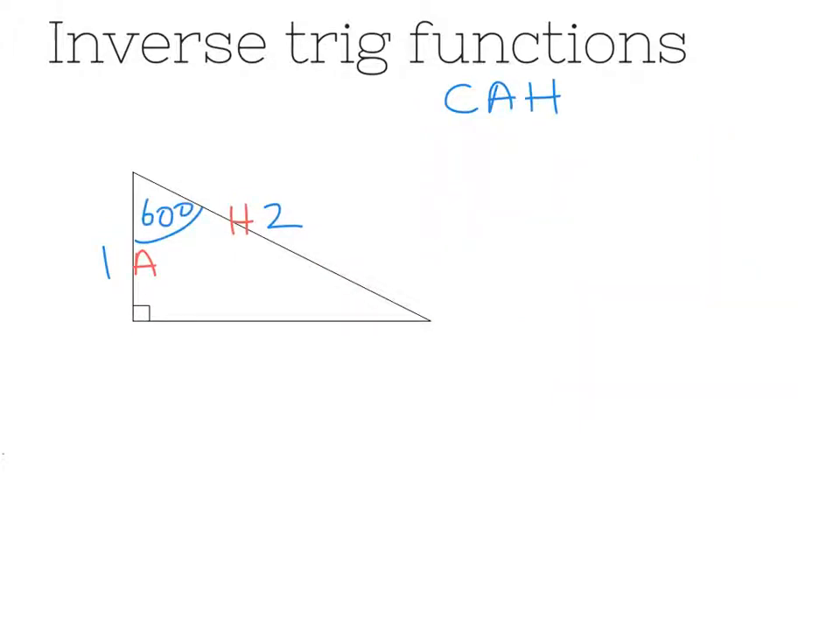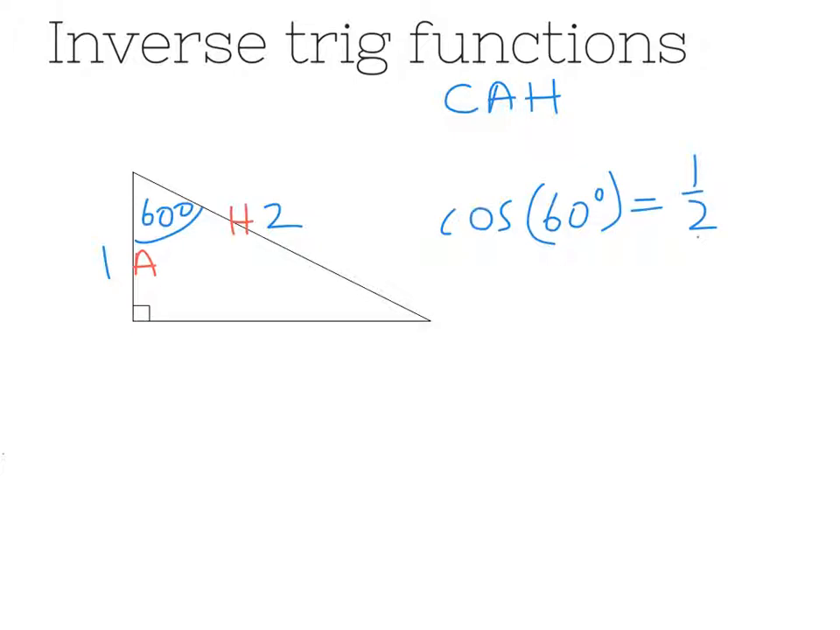In a right angled triangle with angle 60 degrees, the adjacent side and the hypotenuse give us the cos ratio. So we can write out that the cos of 60 degrees equals A on H, which is 1 on 2.